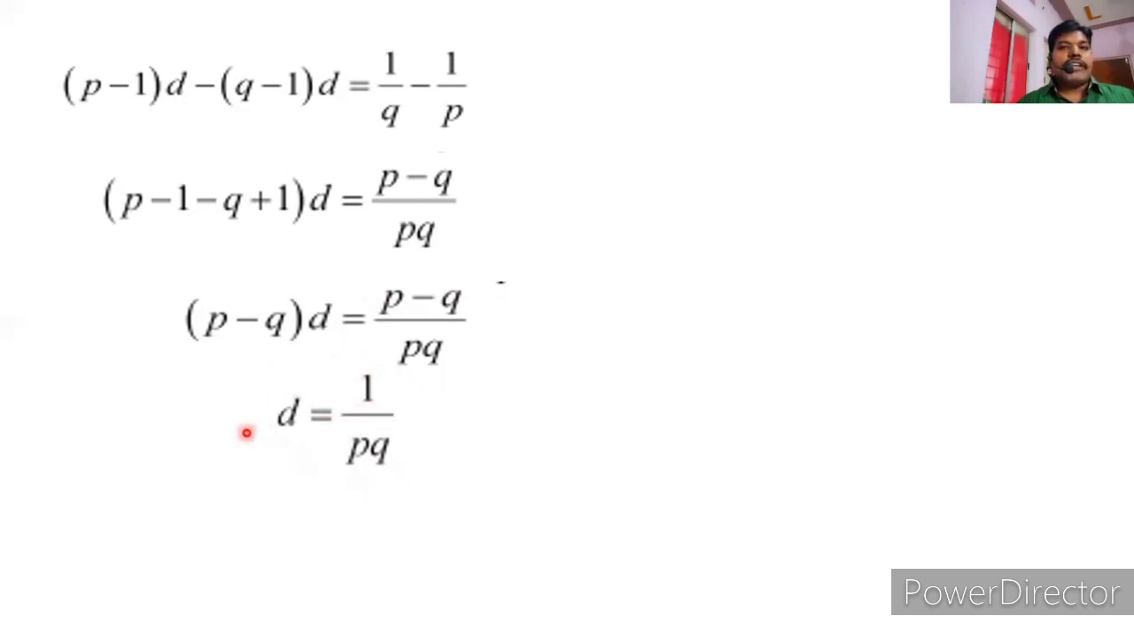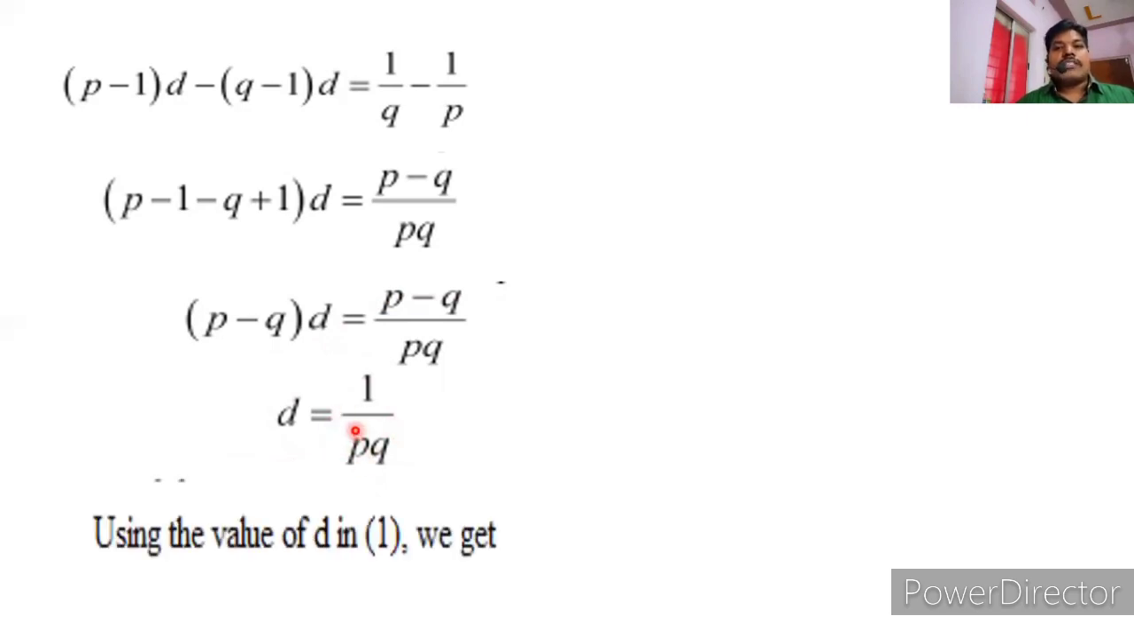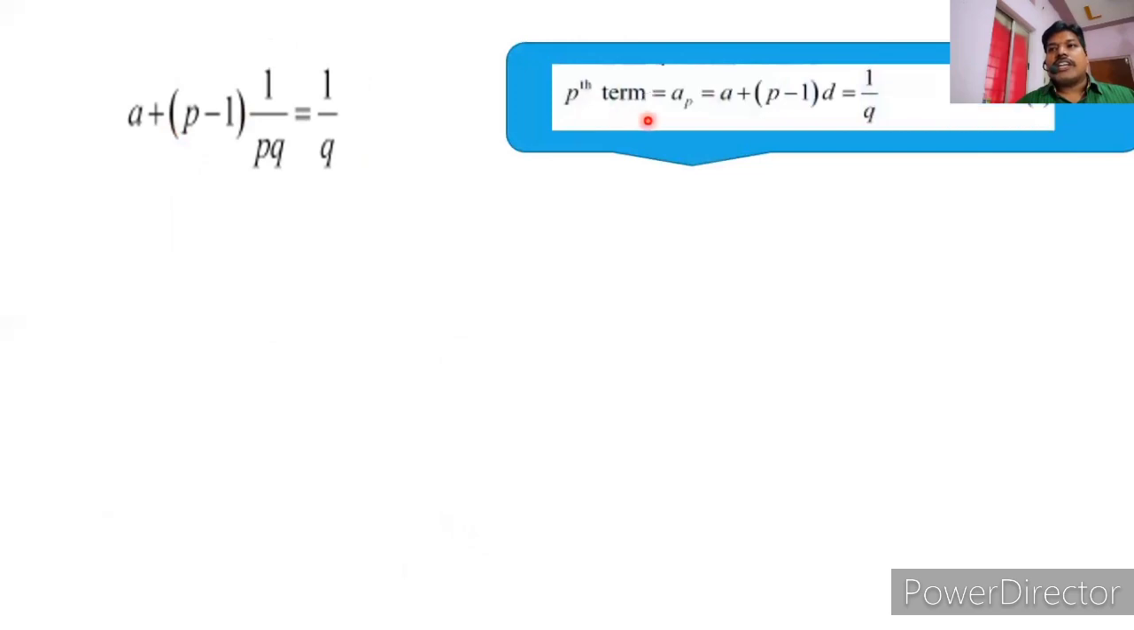You got that D value. What is the D value? 1 by PQ. So we just wrote the pth term and the qth term and took that 1 minus 2. You got the common difference. So after getting the common difference, we will substitute this in equation 1. What is equation 1? Already we know: AP, that is A plus (P minus 1) into D is equal to 1 by Q.